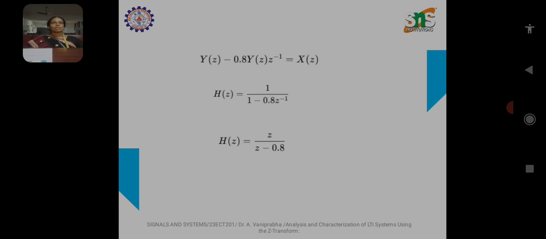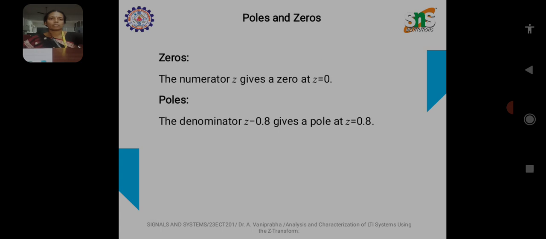So first, apply the Z transform of the entire equation and find H of Z. H of Z will be 1 by 1 minus 0.8 Z inverse. So the zeros, there are no zeros, so Z is equal to 0 and poles lie at Z equal to 0.8.